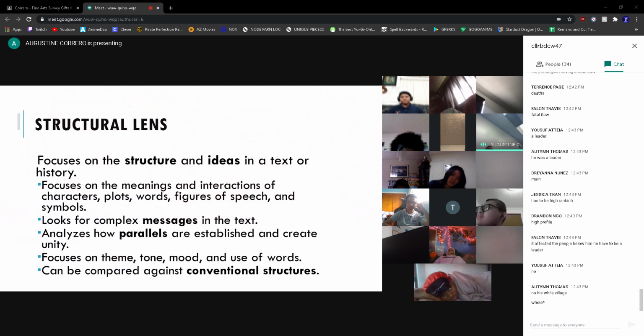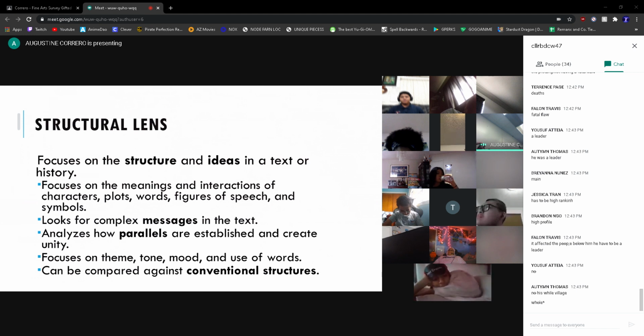So here's notes. I think you only got like 2 big note pages today. Structural lens. It focuses on the structure and ideas of a text or a history or an artwork. And that means it focuses on the meanings and interactions of the characters, the words, the plot, the figures of speech, even the symbols. And it looks for complex messages in the text and the artwork and the history.